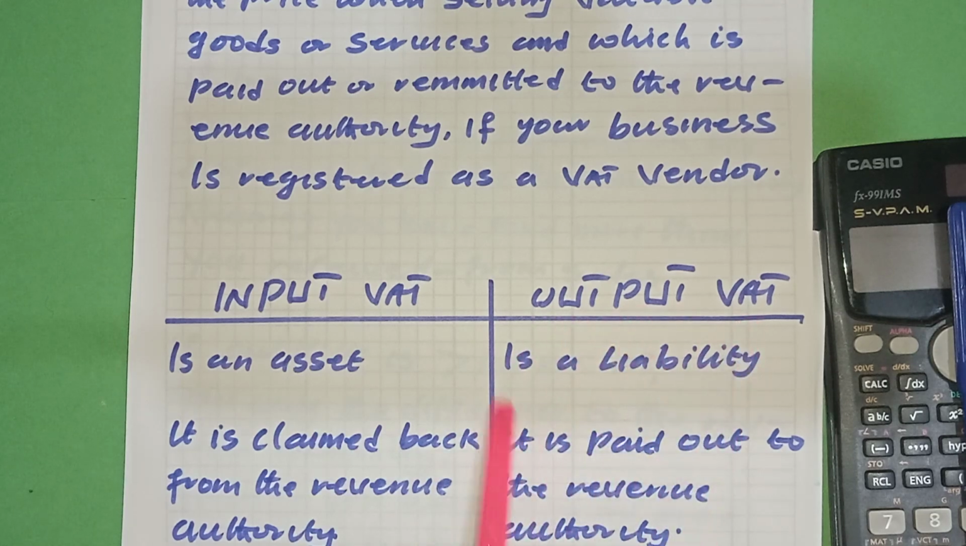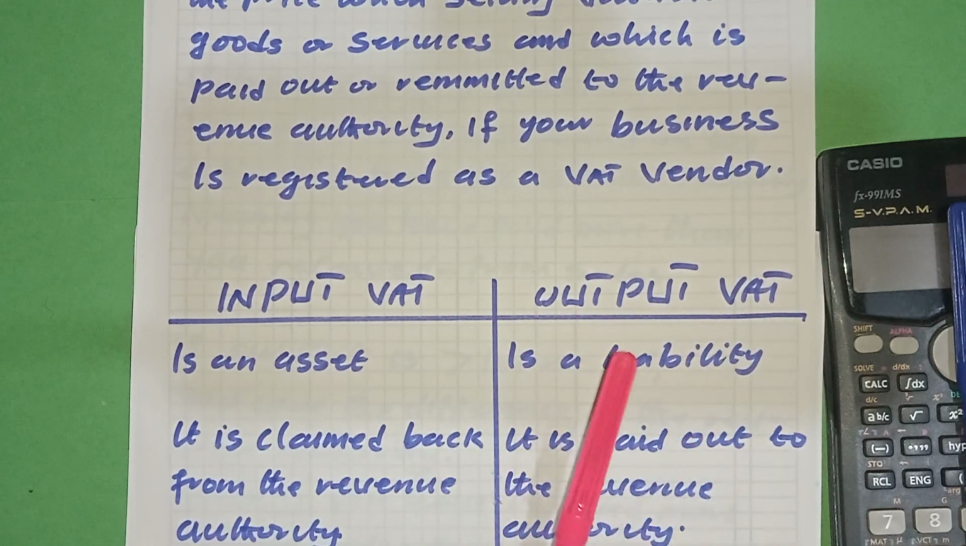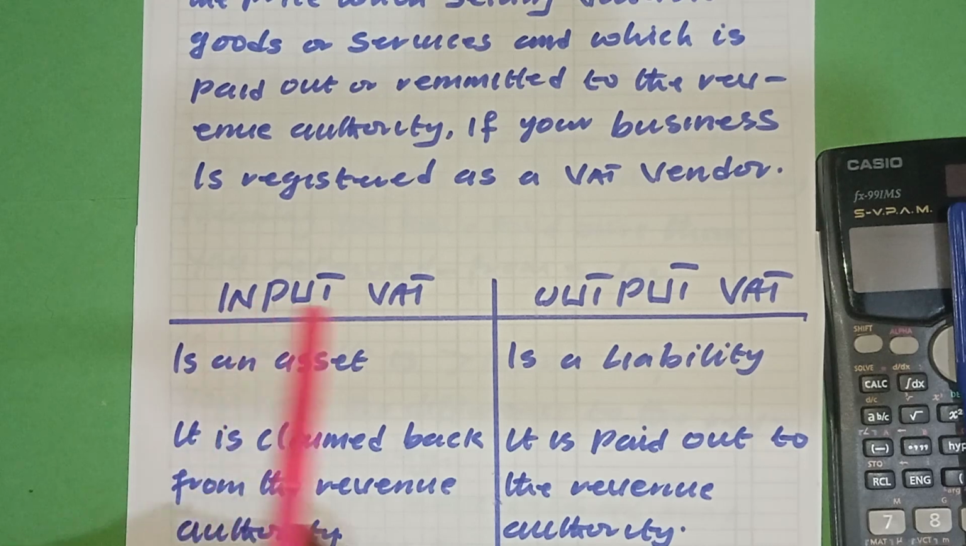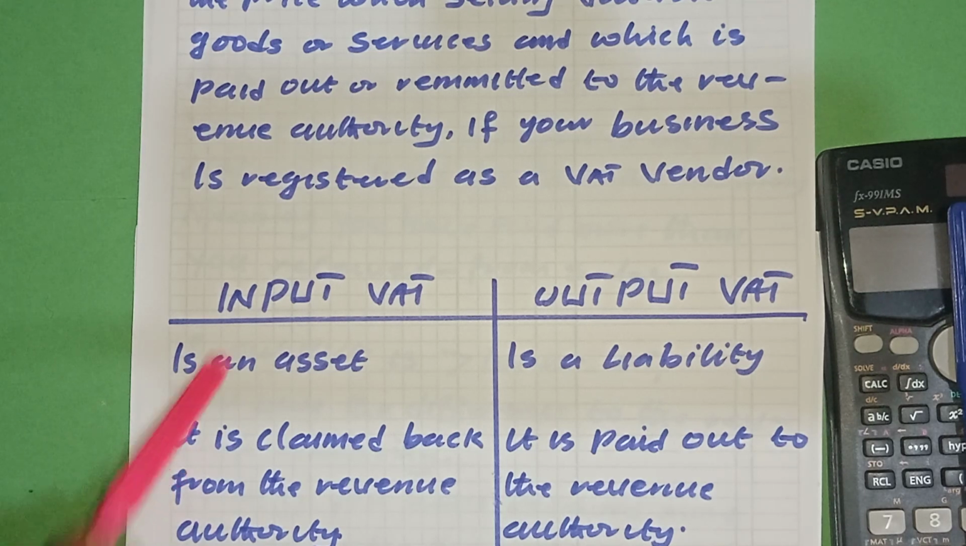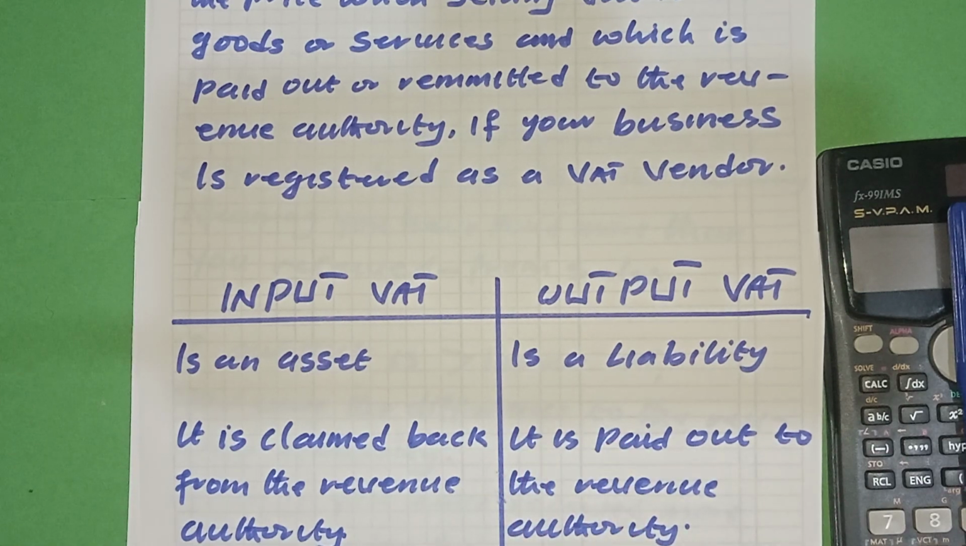Now, output VAT is a liability. Why? Because you've added the VAT which you are going to remit to the tax authority. And you've collected it. You are owing the tax authority now. In input VAT, the tax authority is owing you. Output VAT, you are owing the tax authority. Is that clear? Now, input VAT is what? Claimable. You can get it back from the revenue authority. Like I said earlier, input VAT, you can get it back from the revenue authority, while output VAT is paid out to the revenue authority.